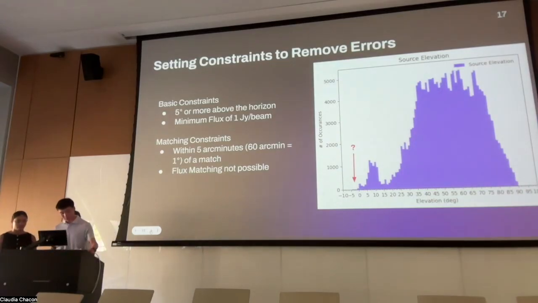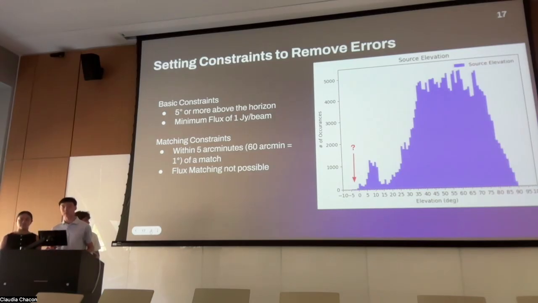So once we extracted those sources, we needed to set constraints to try to remove these errors. Several of my sources, when I put them on the histogram, turned out to be below the horizon, which the telescope should not be able to see. So we limited these out and set it so that they have to be at least 5 degrees above the horizon to be considered.